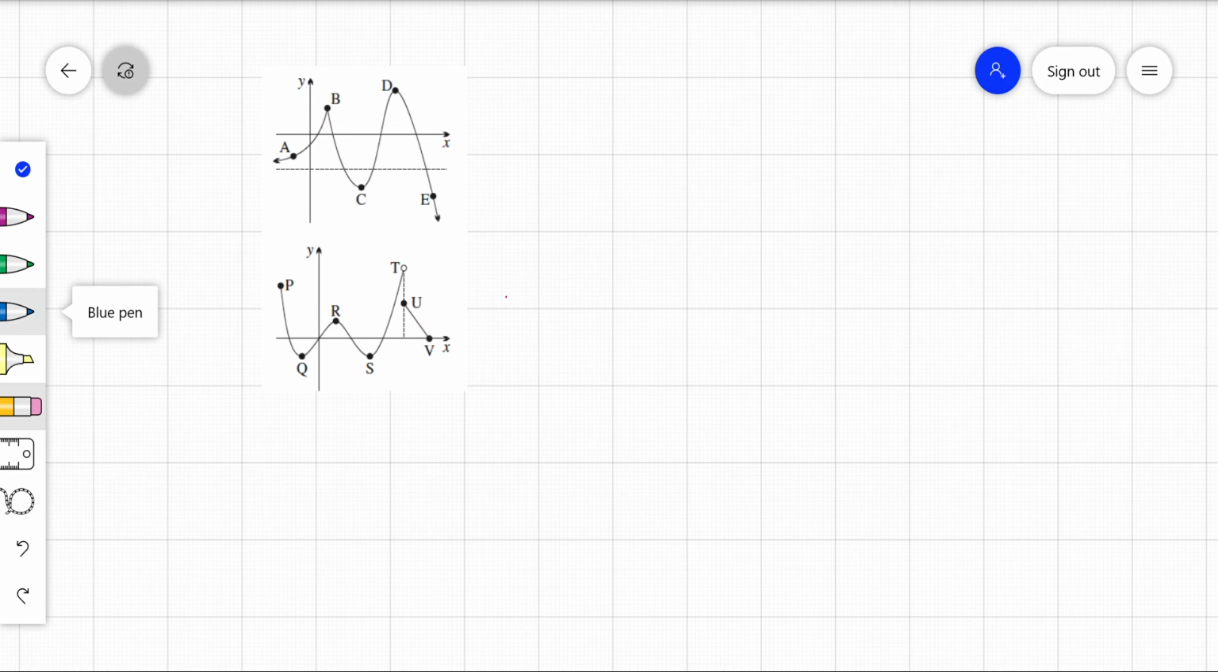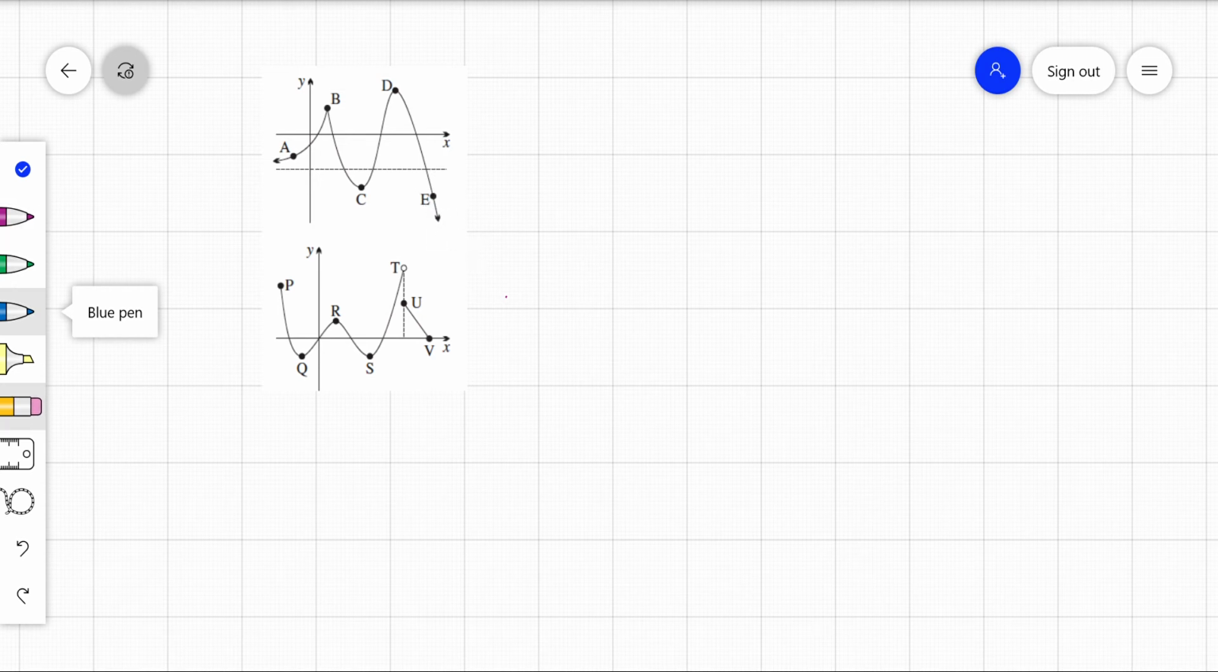C, and if we look at C, it's definitely a minimum stationary point, and so it's a local minimum. But you can see that this curve is going to keep going down, so there is no global minimum because it keeps going down, down forever.